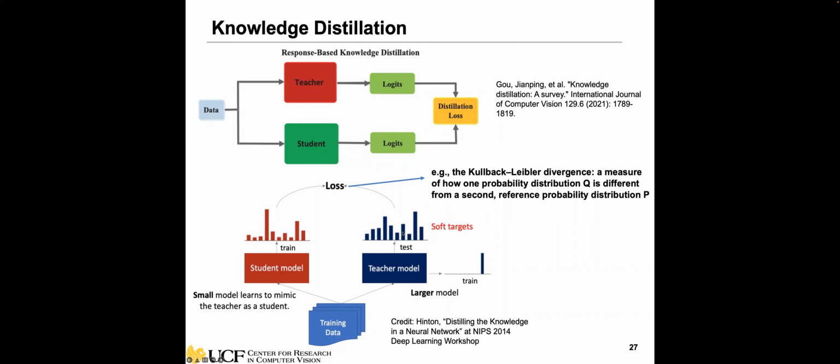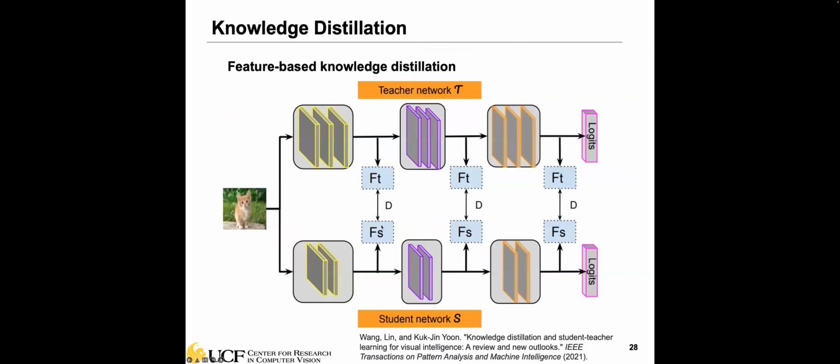Okay, so you can consider the teacher output distribution as the ground truth, right? So we can use the KL divergence to try to enforce the student network's prediction distribution to be as close as possible to the teacher's. Okay. So that's the response or logic-based knowledge distillation.